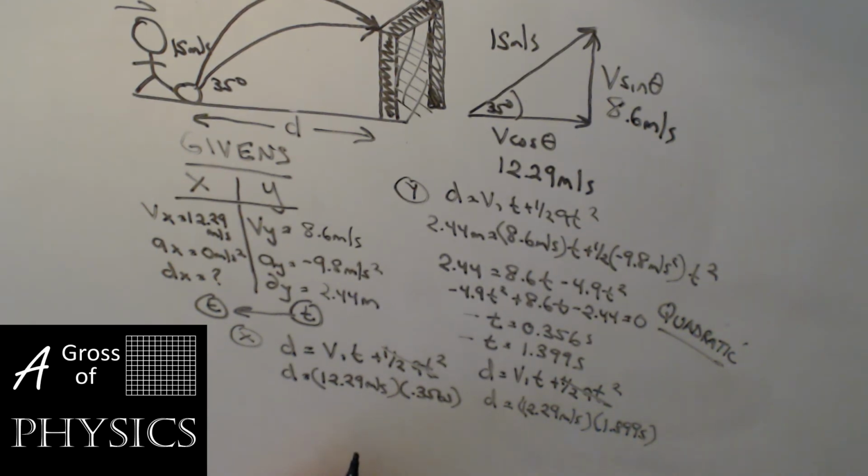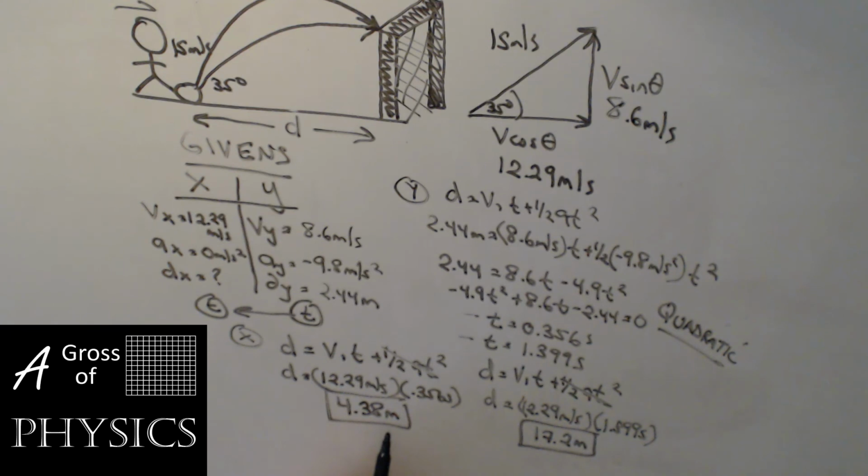So 12.29 times 0.356 equals 4.38 meters away, which is fairly close to the goal. And 12.29 times 1.399 gets me 17.2 meters away. Now both are feasible.